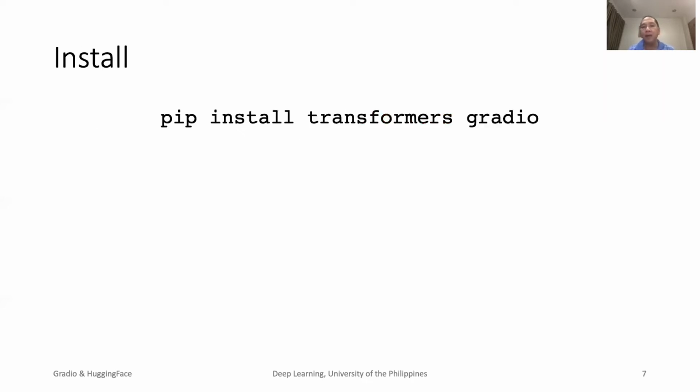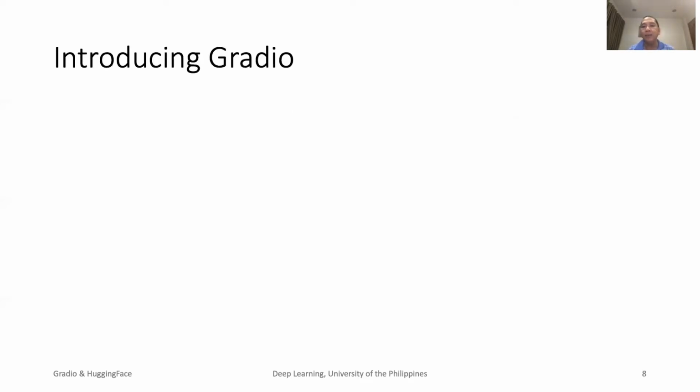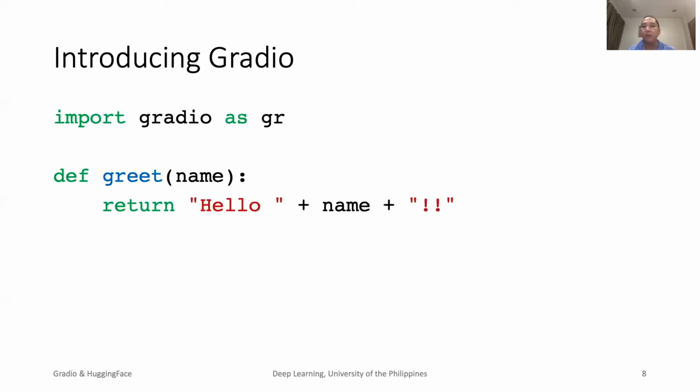To install Hugging Face and Gradio, we run pip install transformers gradio. Let us build a simple Gradio app. It is like the hello world in Gradio. First, import the required module. Then, define a function that performs a certain action. In this case, it simply concatenates hello, string variable name, and 2 exclamation marks.